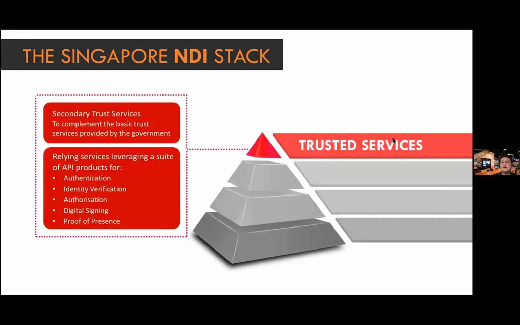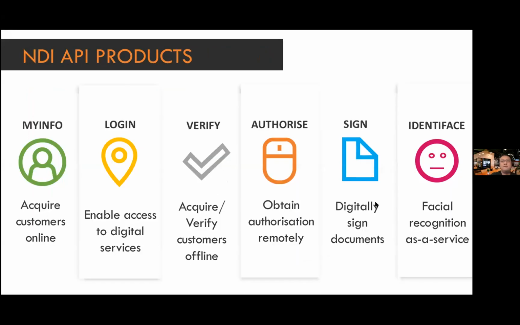Right, the final layer of the NDI stack is the trusted service stack, where we expose the trust services that we provide through APIs. Relying parties like public agencies and private sector businesses can easily onboard and integrate to our platform. In order for relying parties to leverage the trust services provided by us, we have created six API products.